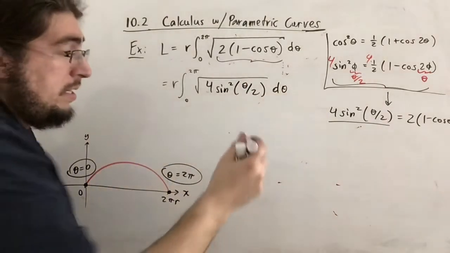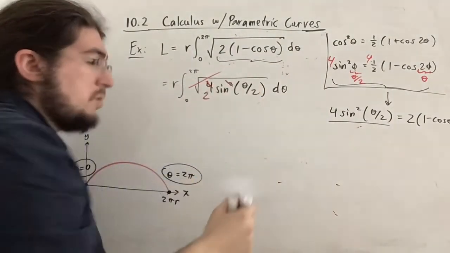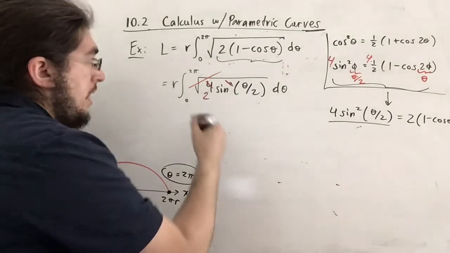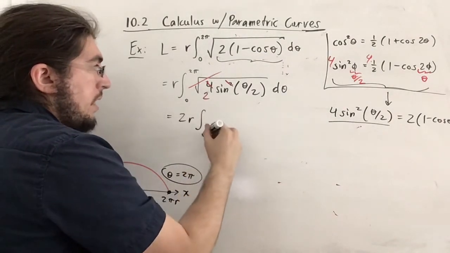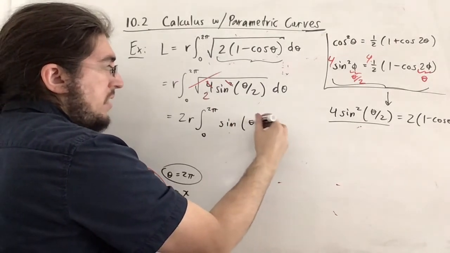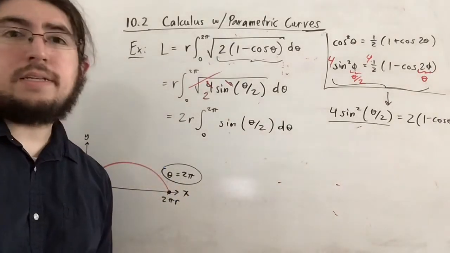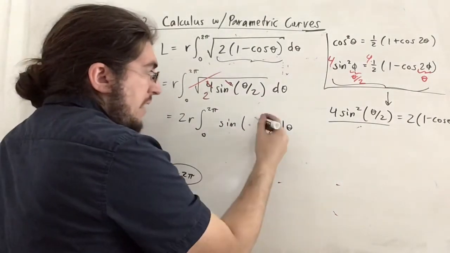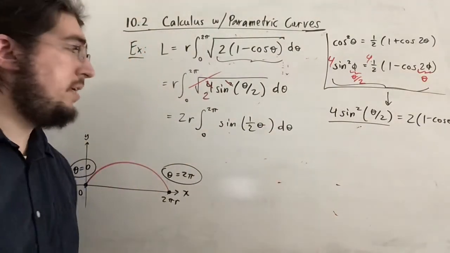Great. Now we can square root. The square root of 4 is 2. The square root of sine squared cancels the square. And now we can pull the 2 out. So it's 2r integral from 0 to 2 pi of sine of theta over 2. Whew, nice. Now theta over 2, of course, is 1/2 theta. I like writing it like that better. It's easier for me to see because of the multiple of theta.